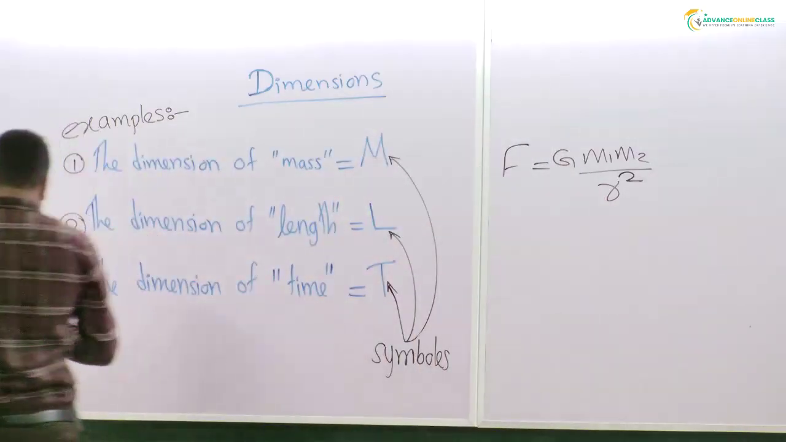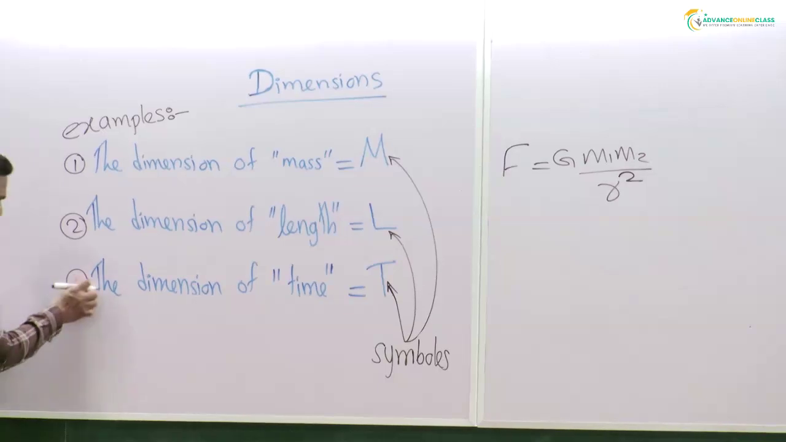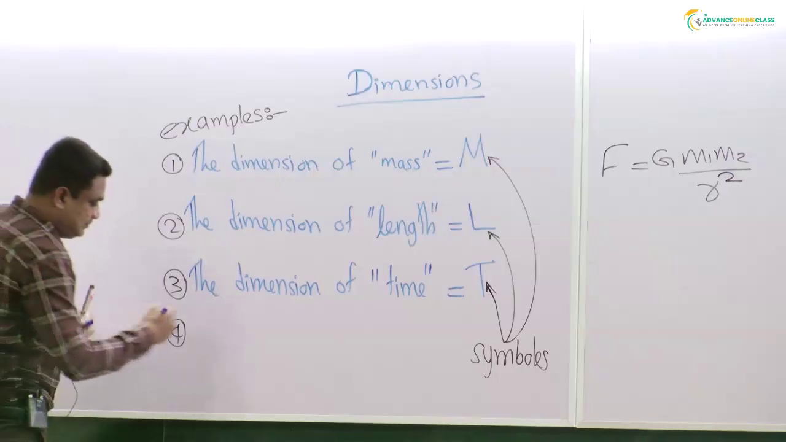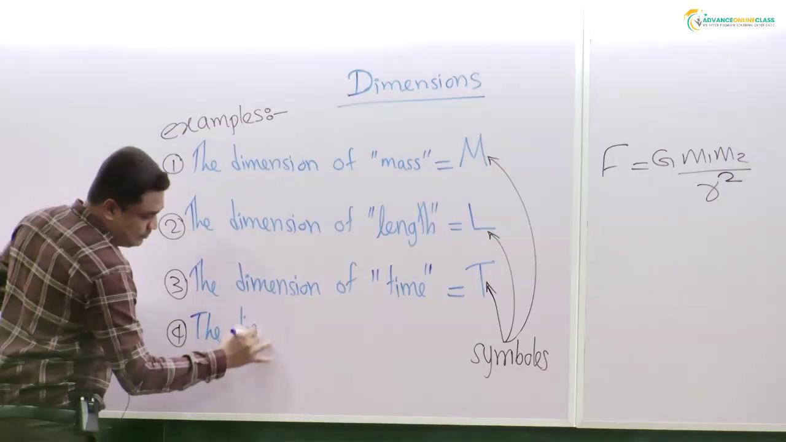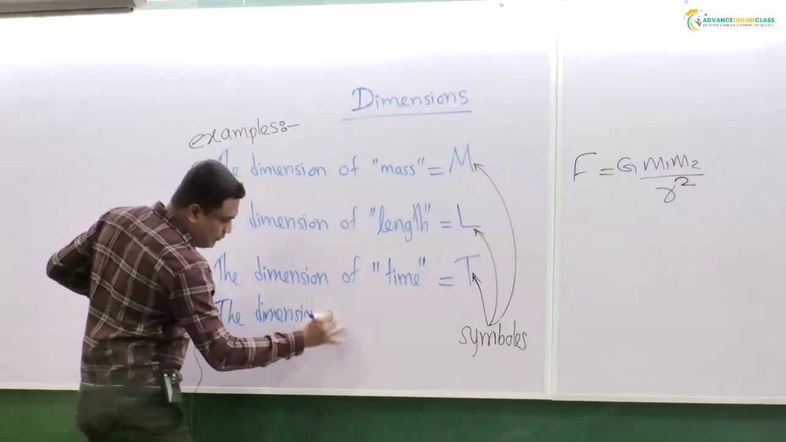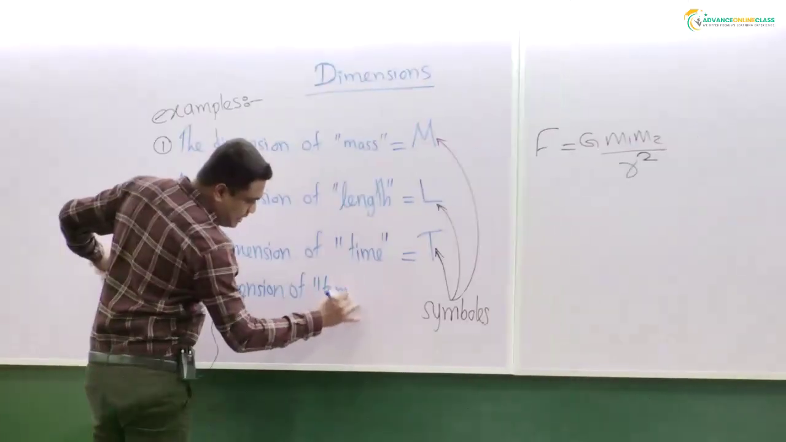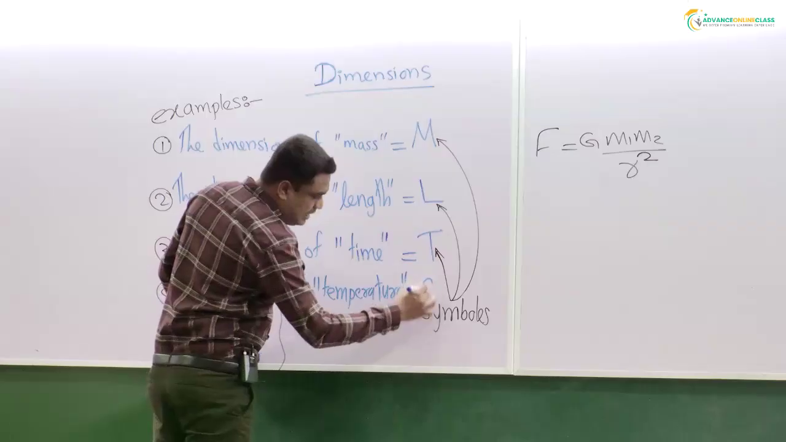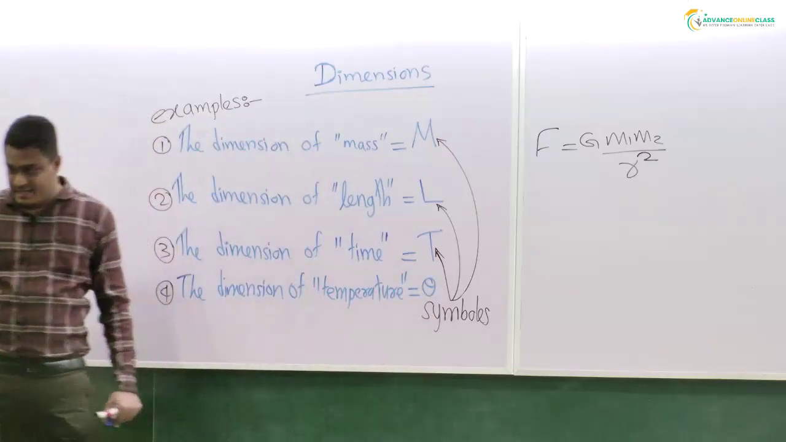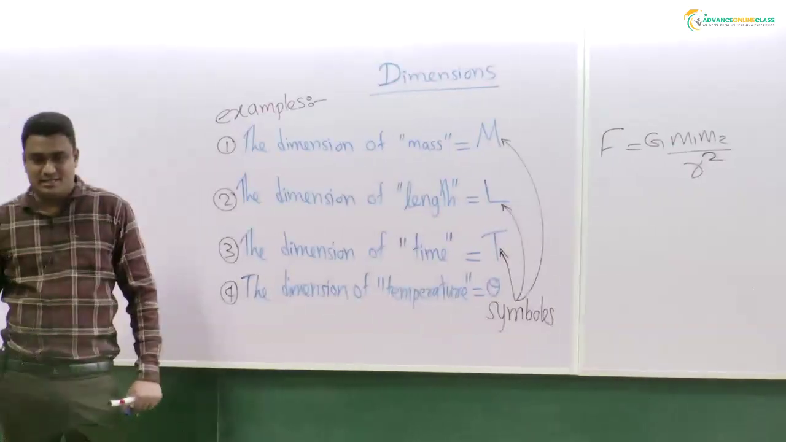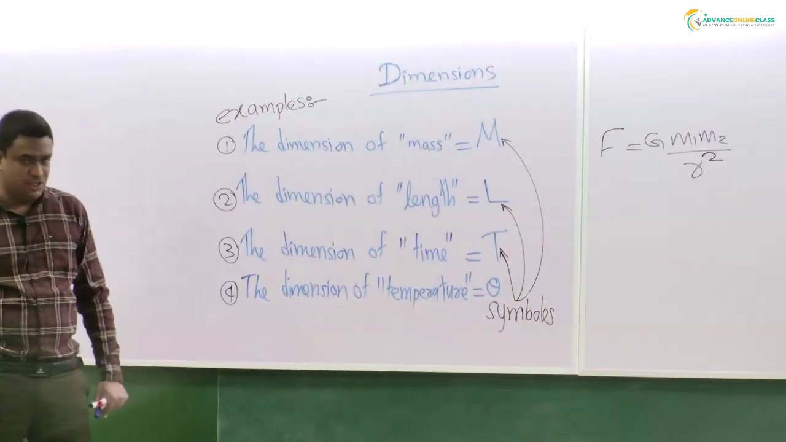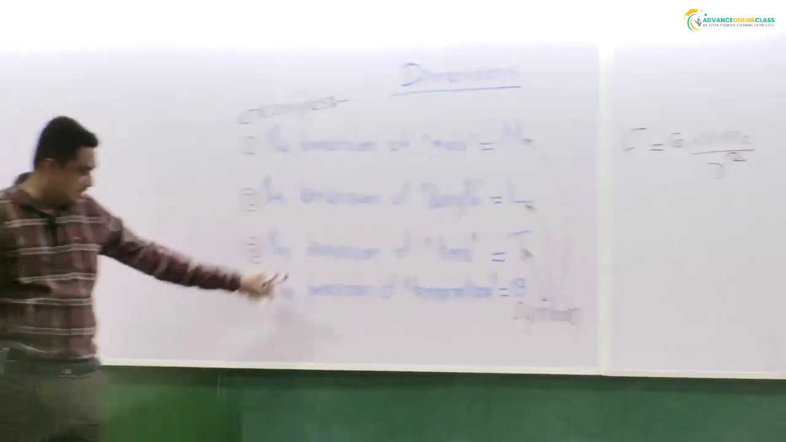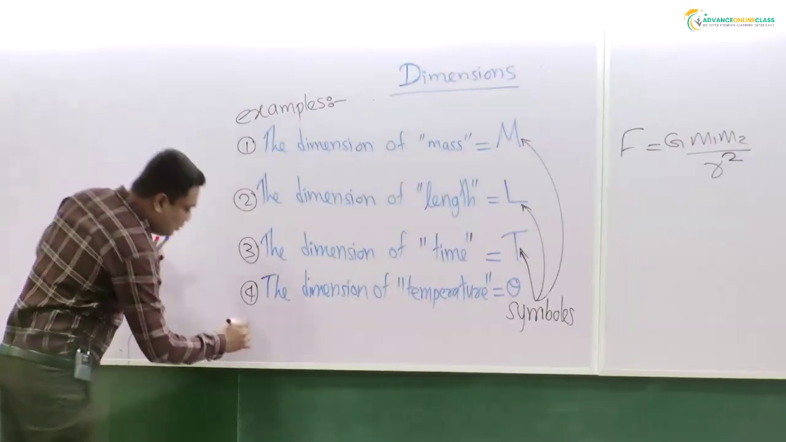Another example, look at the board. What about the dimension of temperature? The dimension of temperature, or thermodynamic temperature, is the Greek letter theta. Greek letters are also symbols. Write it. Shall I write one more?